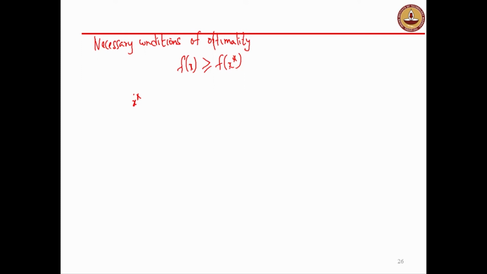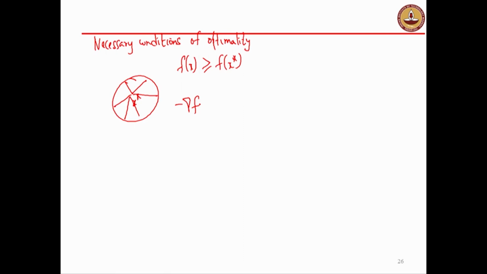Now, what do we know about it? What it says is, no matter which direction you go around x star, the value of the function should always be larger than or equal to that at x star. Now, what do you know about the gradient? The gradient tells you the direction of maximum increase. The negative gradient is the direction of maximum decrease. Now, my claim is this: the gradient has to be 0 for a local optimum.